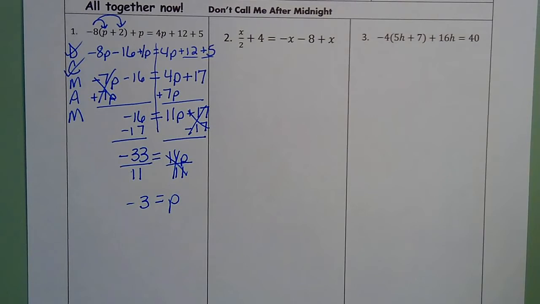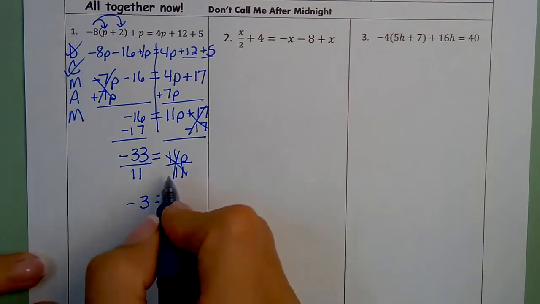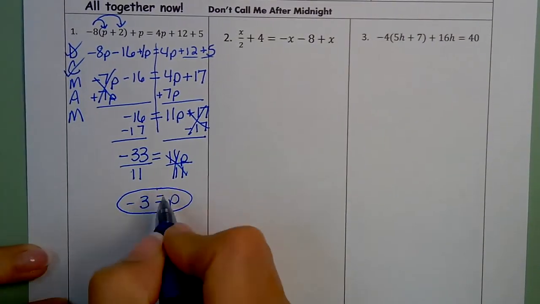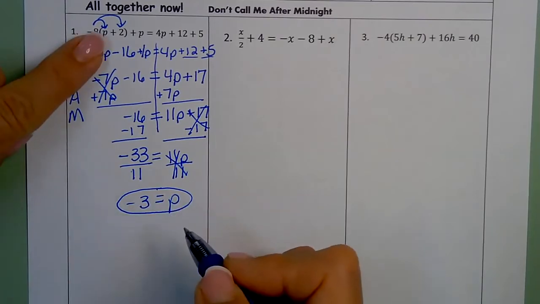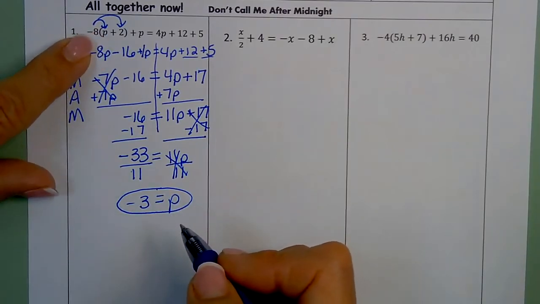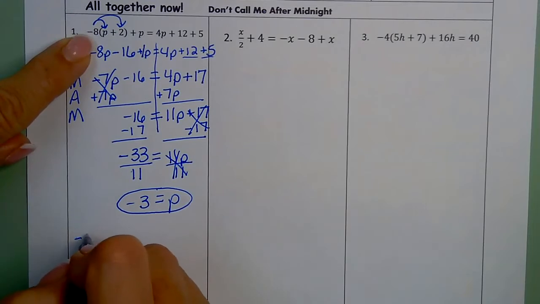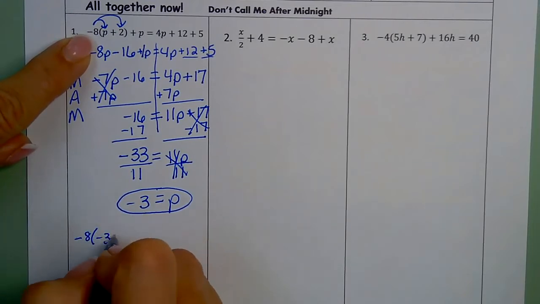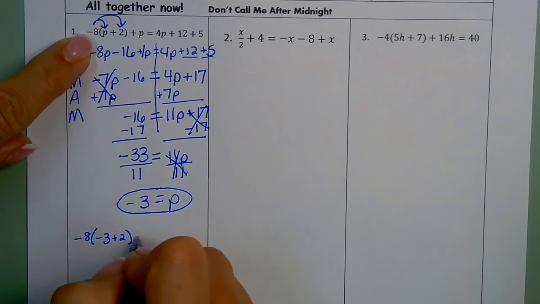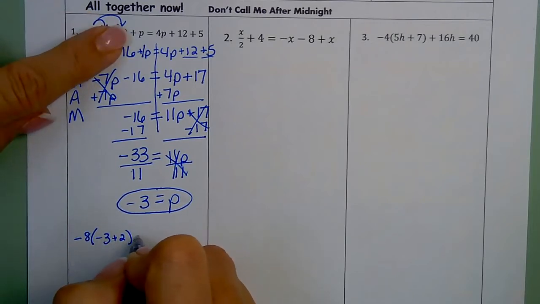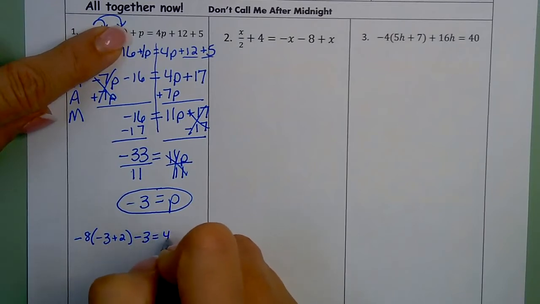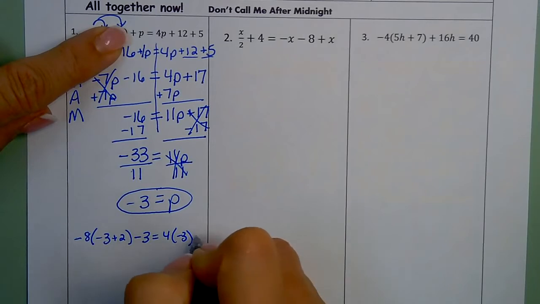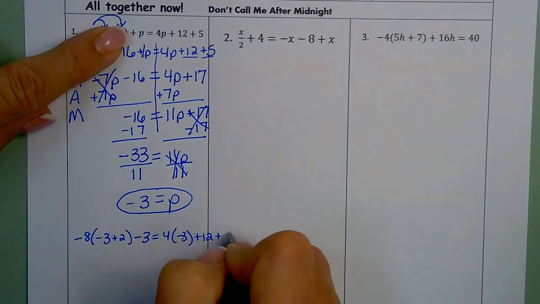So to check this, I'm going to substitute. To substitute, I'm going to put -3 in for p in this equation and see if it works. So -8, instead of p, I'm going to put -3 plus 2. Instead of plus p, I'm going to put my -3 equals 4 times -3 plus 12 plus 5.